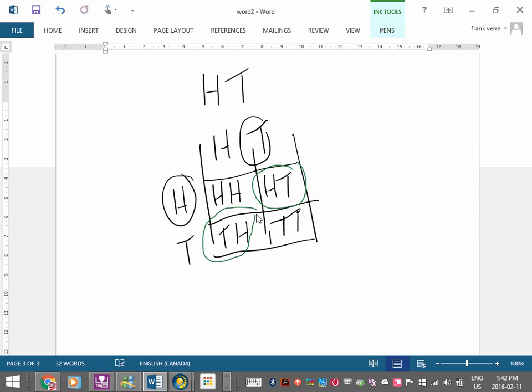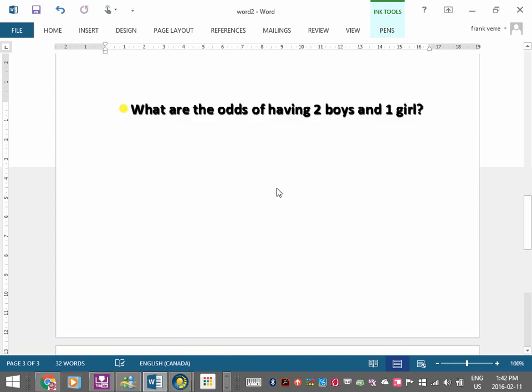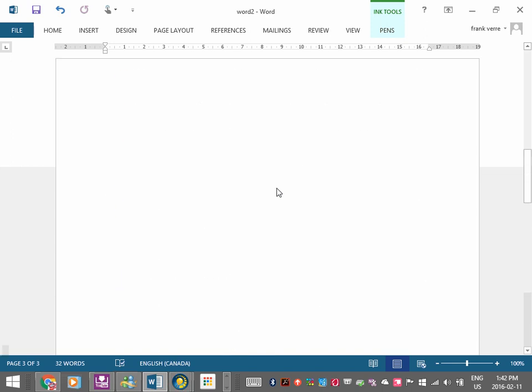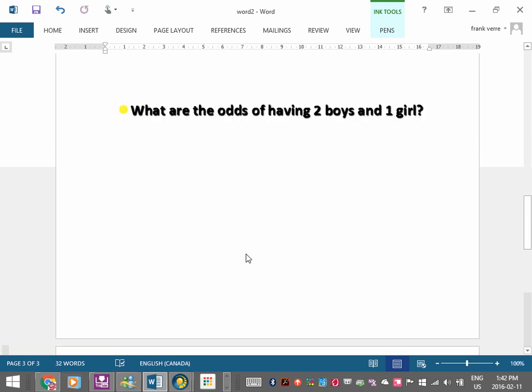But if the question says, what are the odds of getting heads and tails, but not in any particular order, then it's 2 out of 4. So let's look at an example of a question, okay? So let's think about something like this one. What are the odds of having 2 boys and a girl? All right?